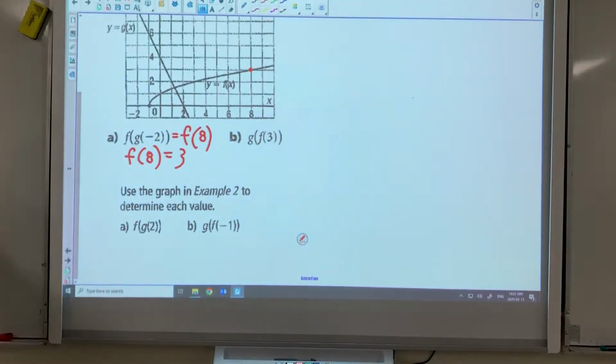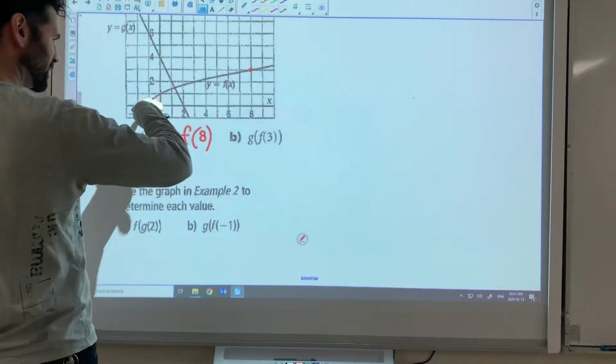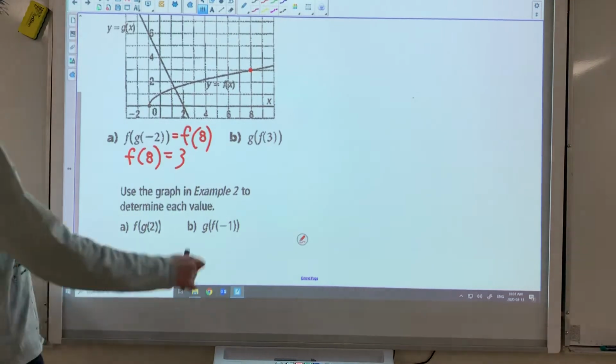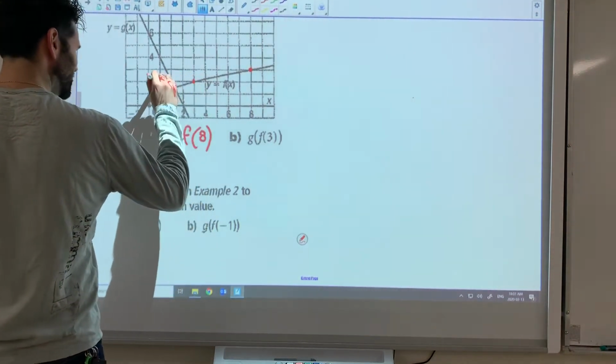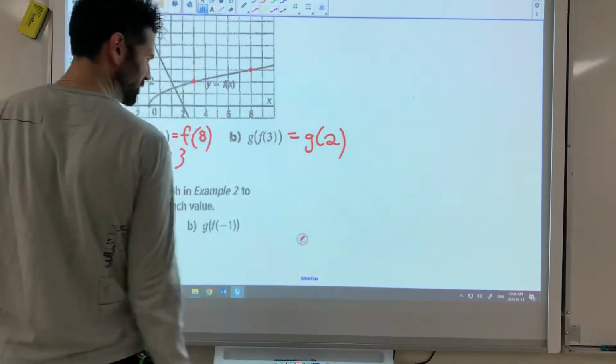Okay, f of 3 for b. So we're going to go to f. That's this. What kind of graph is that, by the way? Yeah, it's a square root graph, radical. Excellent. You go up to find x equal 3. What do you see for y? 2. So this is g of 2.